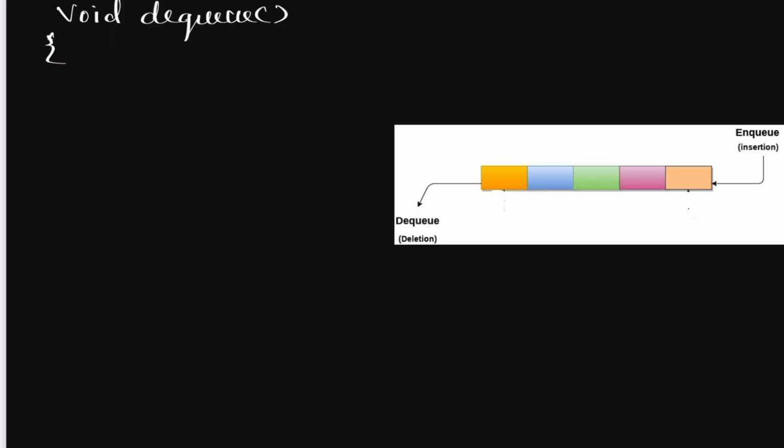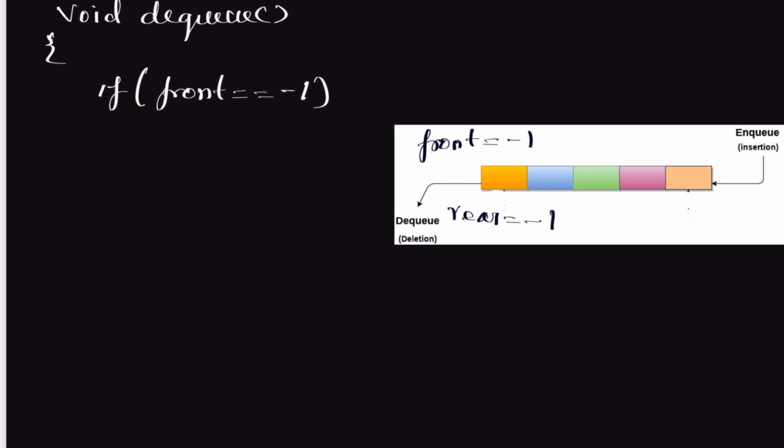So what is called a dequeue? Dequeue means the deletion operation. So before we do the deletion operation, we have to check whether any elements are there in the queue or not. If the queue has elements, we can do the deletion operation. So first we have to check the condition if front is equal to minus 1 or not. Which means that if there are no elements in the queue, initially the front and rear point to minus 1. Front is equal to minus 1 and rear is equal to minus 1.